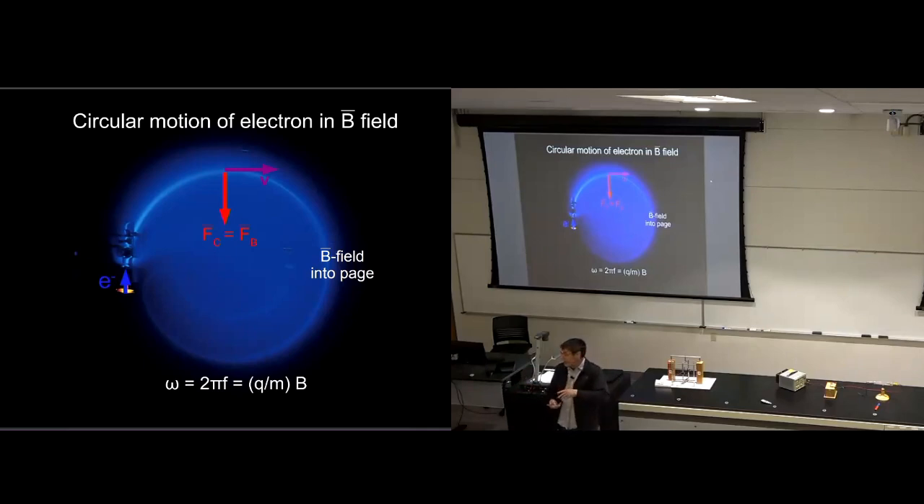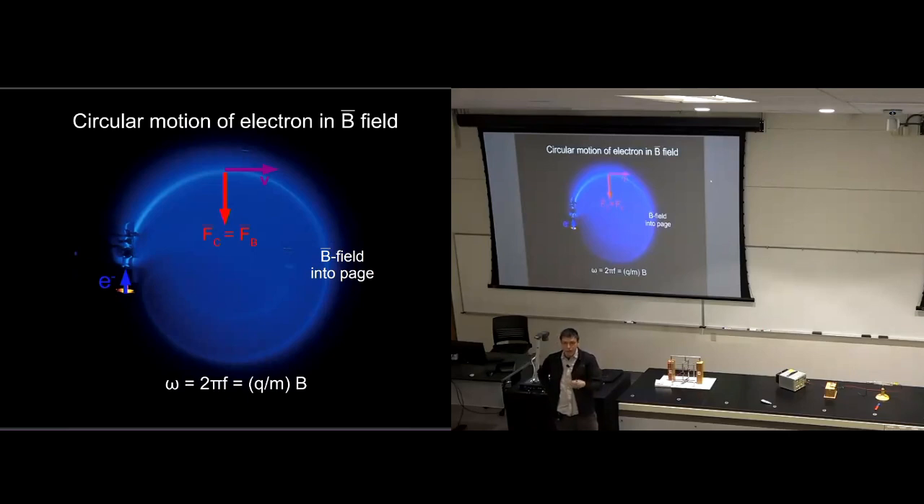The larger the magnetic field, the faster the magnetic rotation, the faster the orbits. It's just the magnetic field times q over m. q is a characteristic of the particle executing the circular motion. It's just its charge. Mass is the other characteristic of the particle that's executing the circular motion. So it's just its mass.